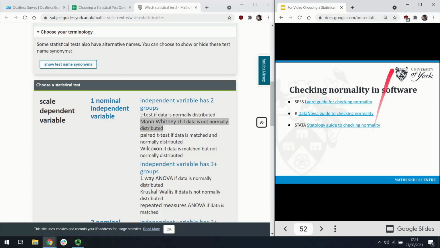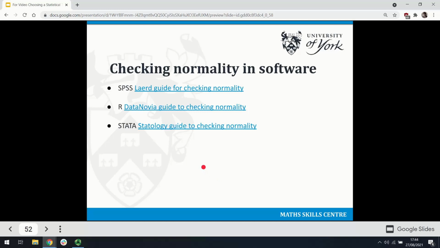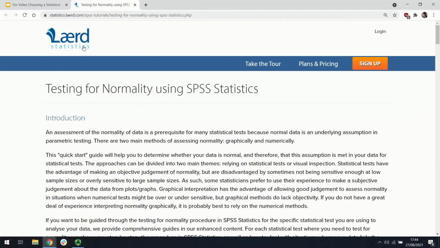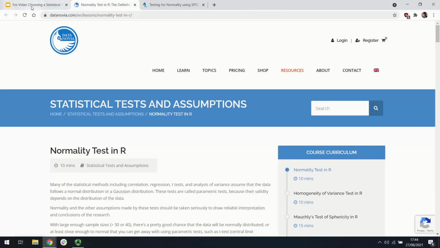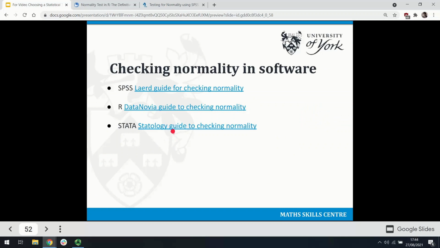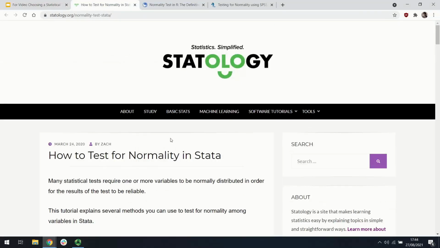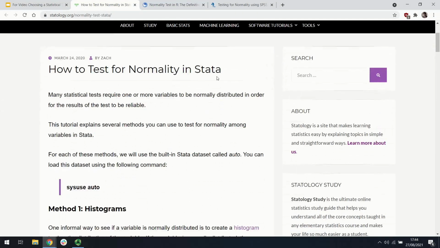Sorry, let me make my screen bigger again. If you want to know how to check for normality in whatever software you're using, I've given you guides in the 3 most common software that we use in the university. This one is called Laerd website. So if you type in Laerd and testing for normality, you should find that. This one's called Datanovia. So type in Datanovia and test for normality. And then there's a Statology one here, which you can use if you're a user of that software.